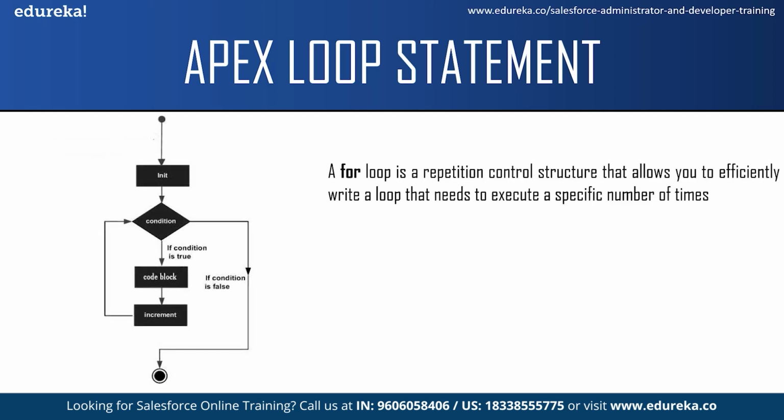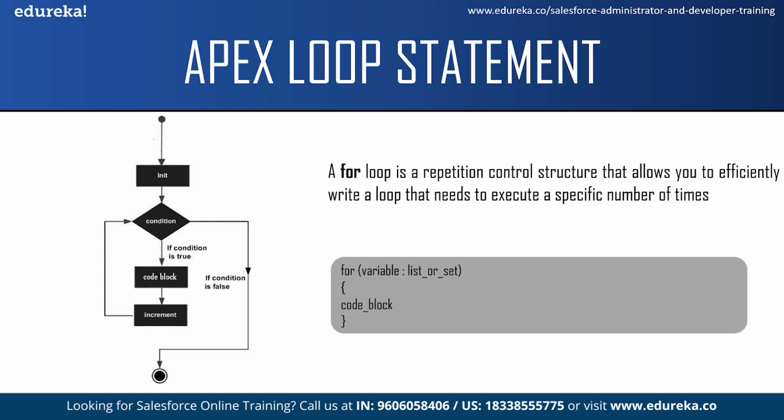Now let us move on to the third loop, which is the for loop statement in Apex. A for loop is a repetitive control statement that allows you to effectively write a loop that needs to be executed a specific number of times. There are different ways of writing a for loop in Apex, but here is the syntax for the list or set iteration. The syntax starts with the for keyword followed by the variable and the list or set you want to iterate. Then it has the body of the code.